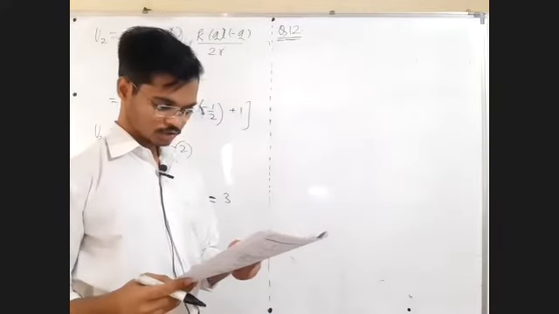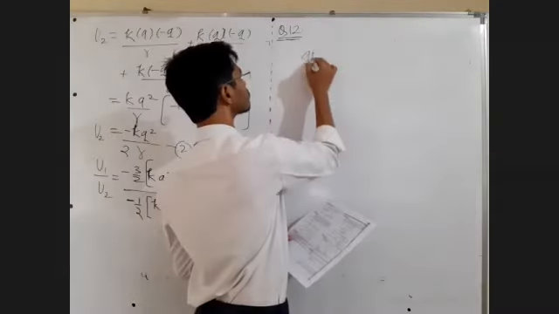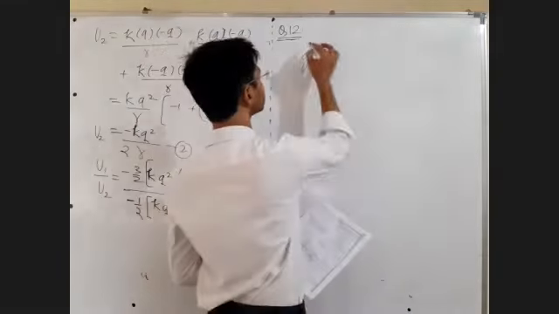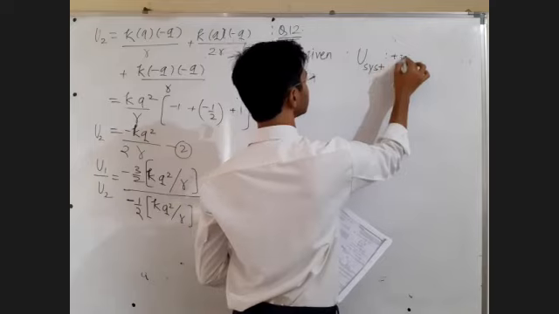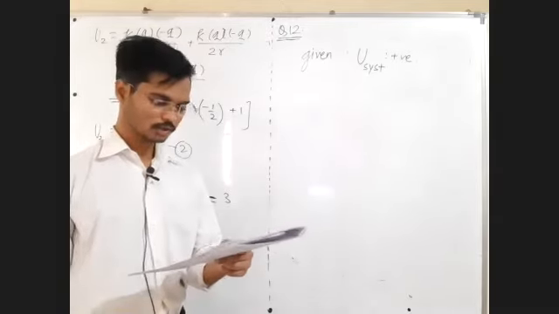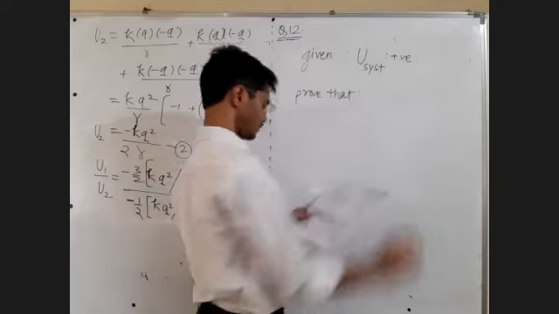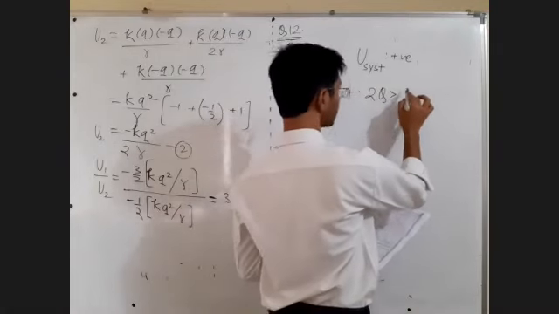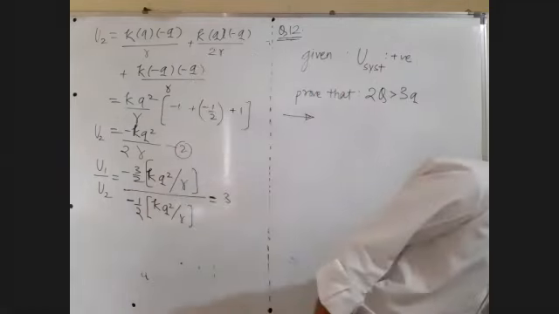If the electric potential energy of the given system is positive, then prove that 2Q is more than 3 small q.